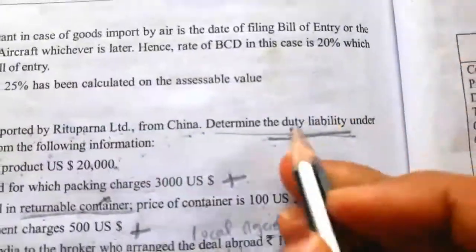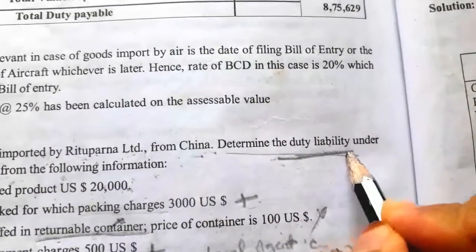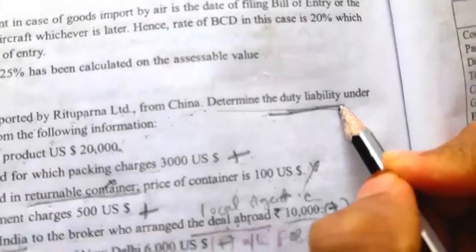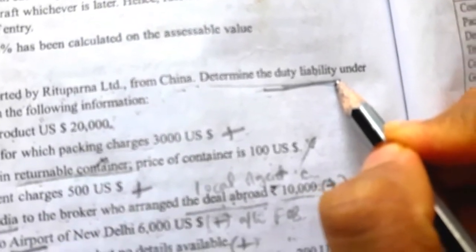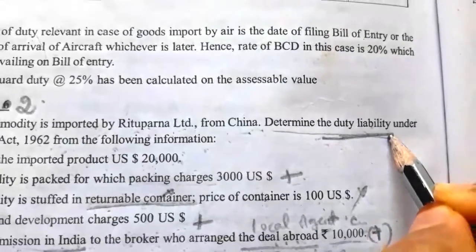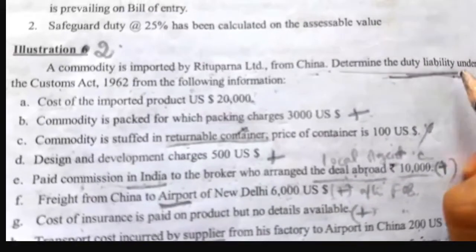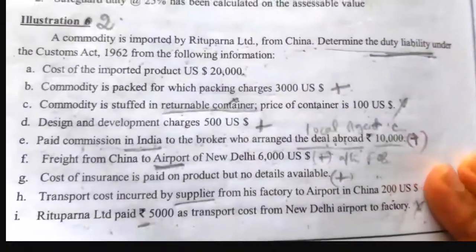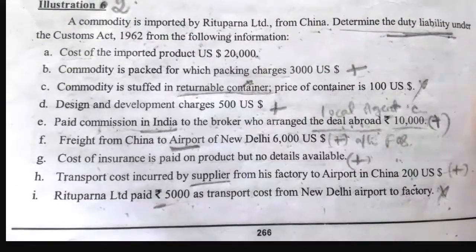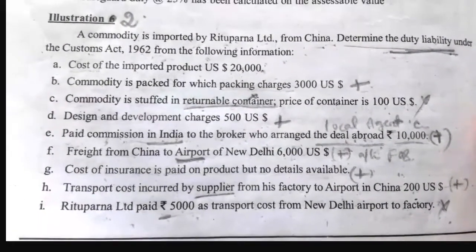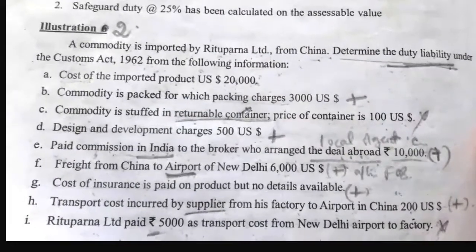They have asked to determine the custom duty payable. When they ask to compute the duty payable, the custom duties should be calculated on the assessable value. So in order to calculate the duty payable, we have to compute the assessable value also. So with the help of this information we have to compute the assessable value. So now write the heading. Now we'll work out the solution.